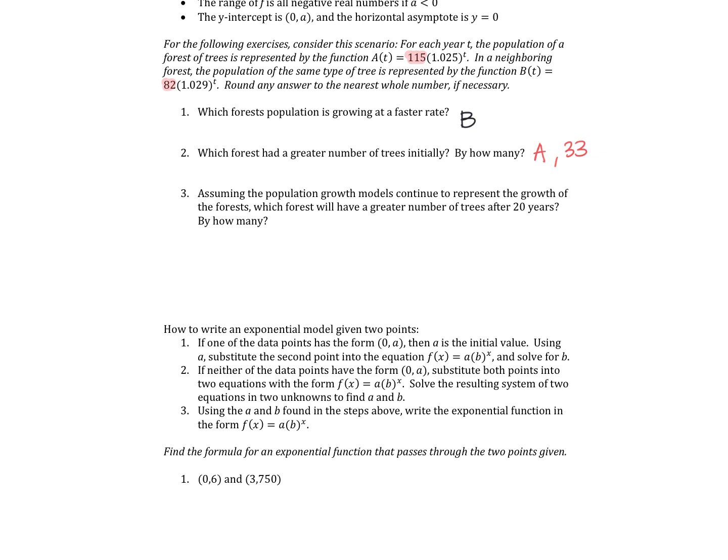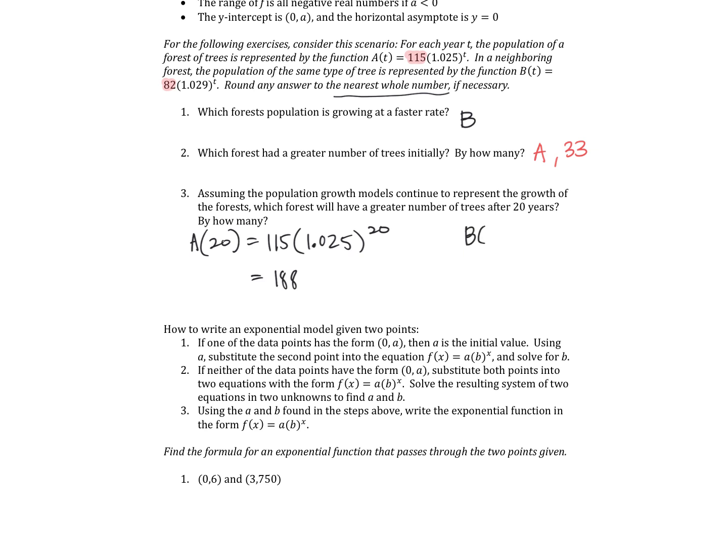Number 3, assuming the population growth models continue to represent the growth of the forests, which forest will have a greater number of trees after 20 years, and by how many? So we want to find, after 20 years, how many trees are in each forest. So for A of t, we want to know A of 20. We find the population of trees by simply plugging in 20, and you want to put that in your calculator. It says round to the nearest whole number, so I'll say 188, because it was 188.4, so we would keep it at 188.